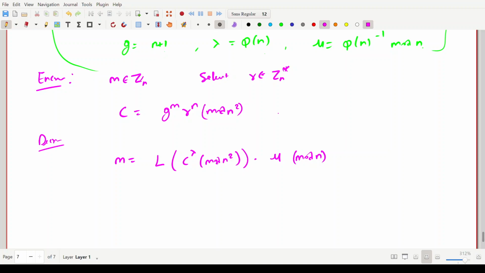If you want to see the correctness, it is very easy. You just have to observe one thing. Let us see the correctness now. What is the value of L of C raised to lambda modulo N square? So let us see C raised to lambda. I'll change the color so that it is easier to see.